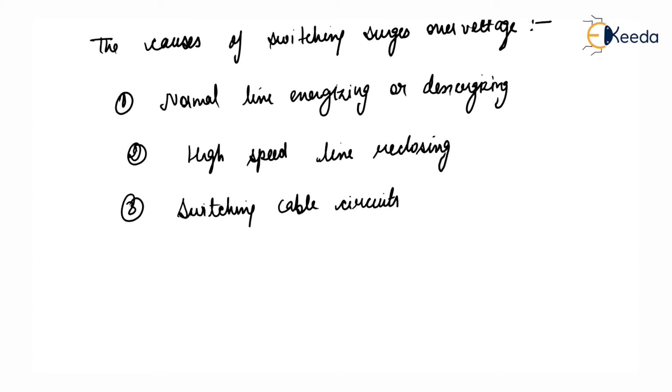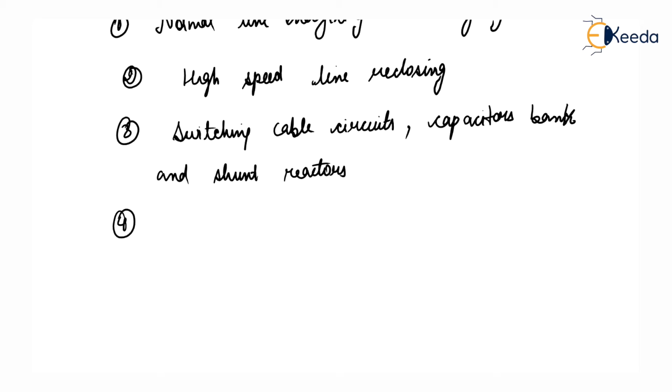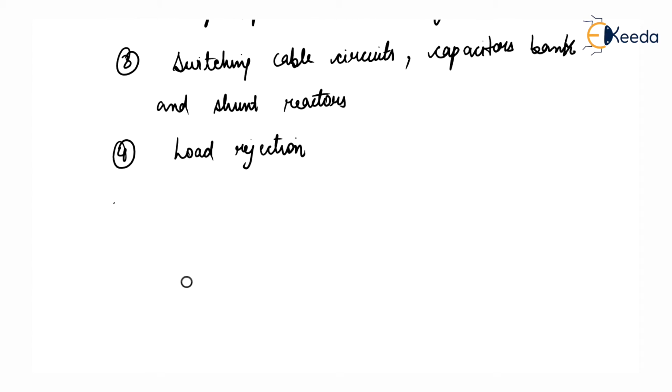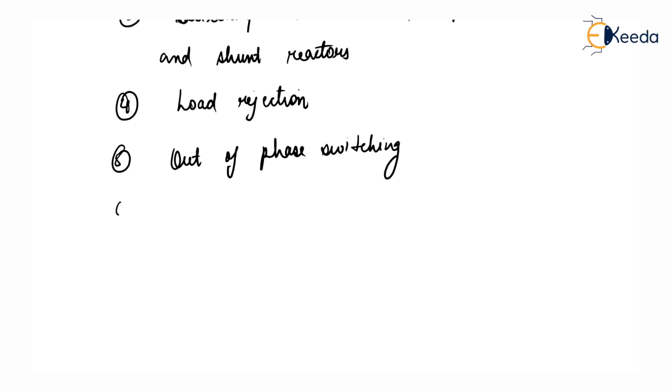capacitor banks and shunt reactors are the cause of switching surge overvoltage. Next cause, load rejection. Then next cause, out of phase switching. Another cause, reinsertion of series capacitors.